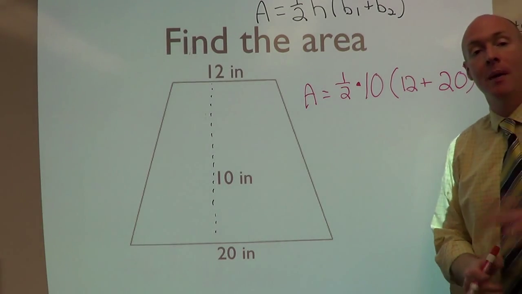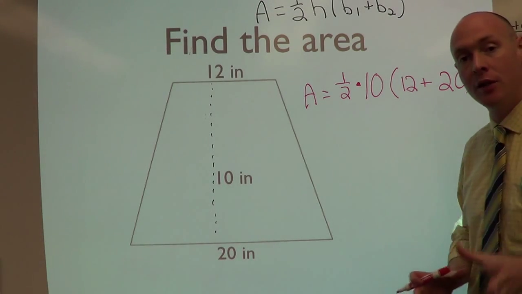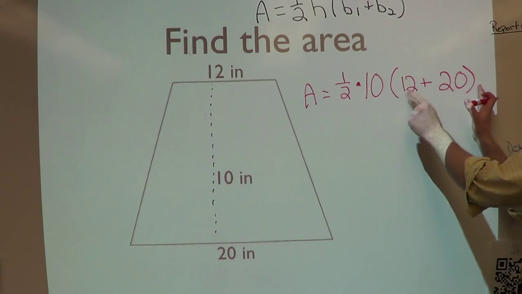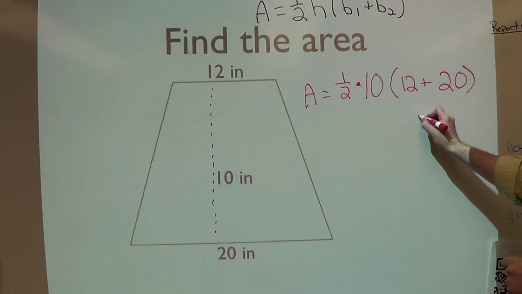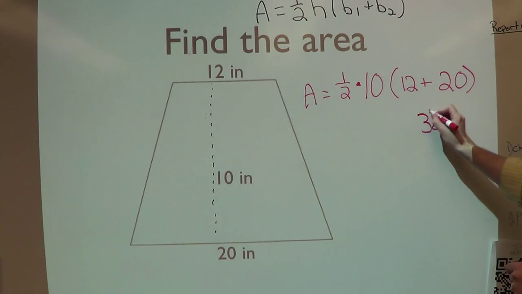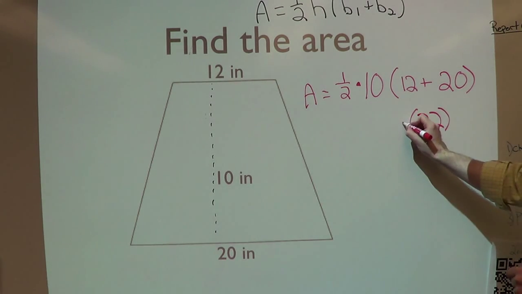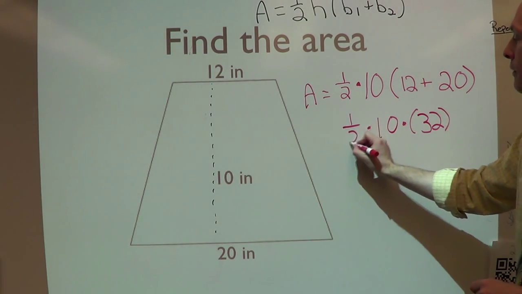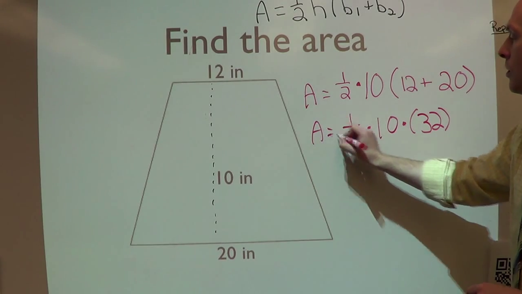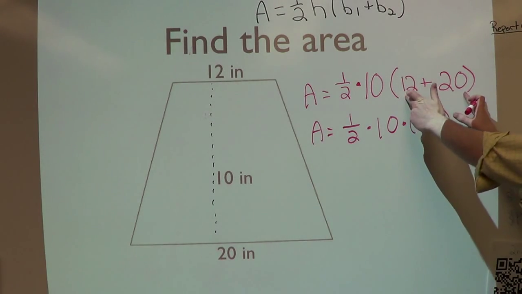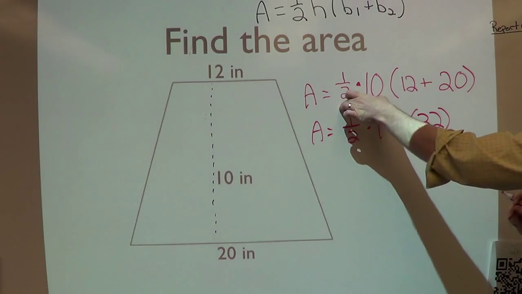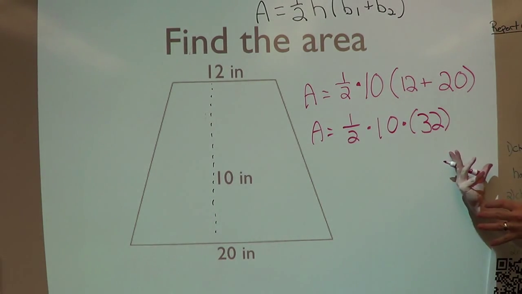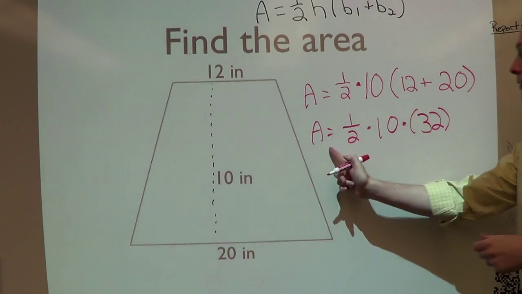Perfect. Now, if you remember our order of operations, what do we do first? Parentheses. So, look at our parentheses. 12 plus 20, that's going to be 32 times 10 times 1/2 is what the area equals. Notice what I did there. I just did what's in the parentheses, brought it down, and the rest I just brought right down. Now, it's all multiplication from here on out, so let's do it in order from left to right.